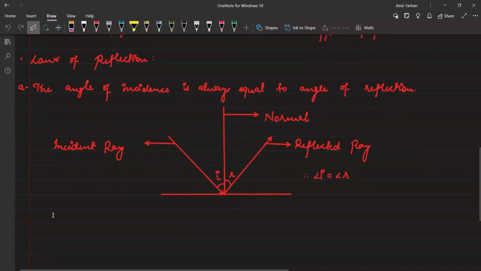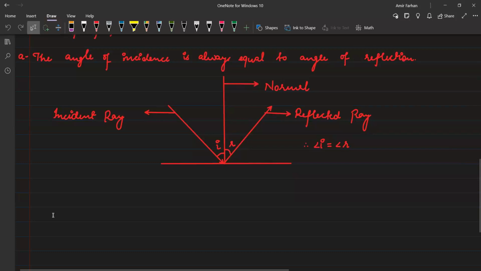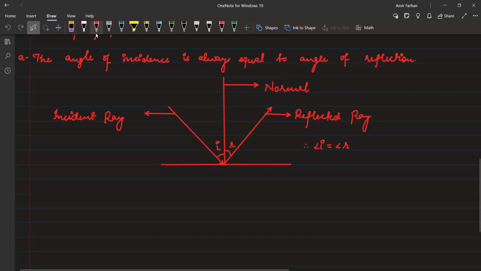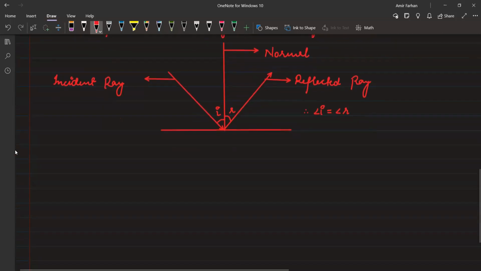Okay. So, in the previous class, we covered the first law of reflection: the angle of incidence is always equal to the angle of reflection, right? I've told you that the angle made by the incident ray with the normal is called the angle of incidence, and the angle made by the reflected ray with the normal is called the angle of reflection, right? Okay, so let me write it here as well.